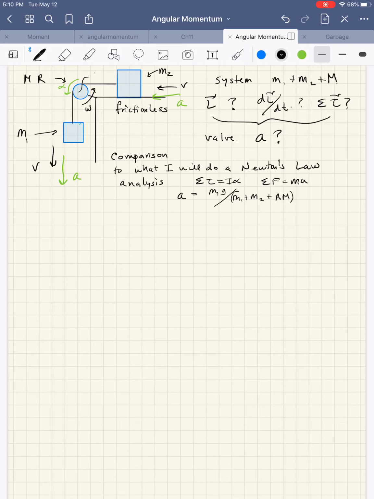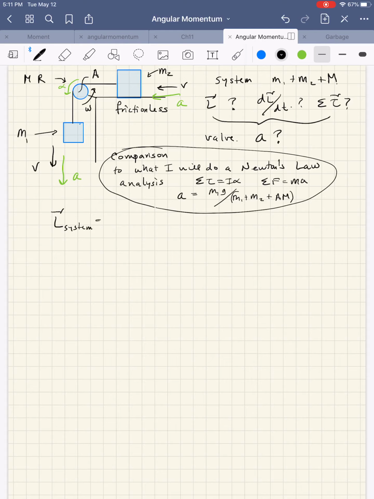representative of the geometry of this rotating pulley. So if it's a disk, A is 1/2. If it's a ring, A is 1, so on and so forth. So I also find acceleration via Newton's law, but I'm going to find it this other alternate way. So the first thing I'm going to do is find the angular momentum of the whole system.